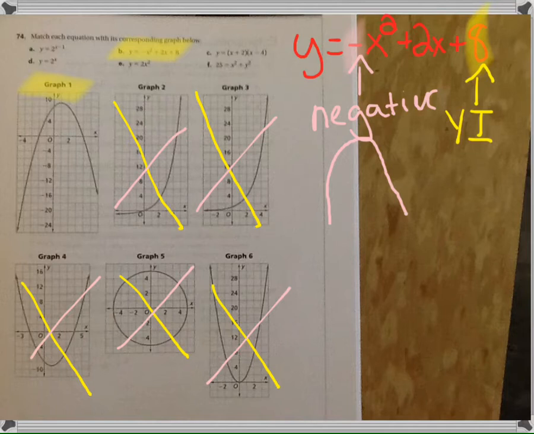The second problem is y equals negative x squared plus 2x plus 8. This plus 8 tells you that the y-intercept will be at 8, meaning it can't be any of these 5 graphs, meaning it can only be graph 1. Another way to look at it is this negative in front of the x squared means that the parabola will open downwards, also leaving it to be graph 1.